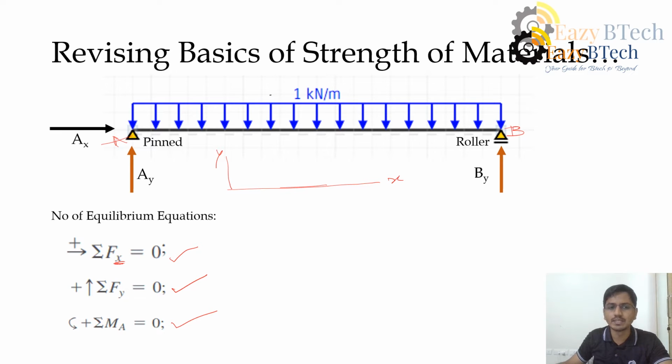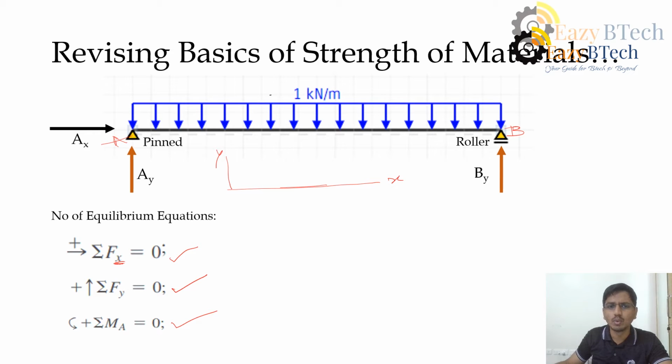Sigma Fy means the same thing: all the loads acting in the vertical direction are 0. Sigma Ma equal to 0. What does this mean? If I take any point, all the moments acting at that point are 0. Right?